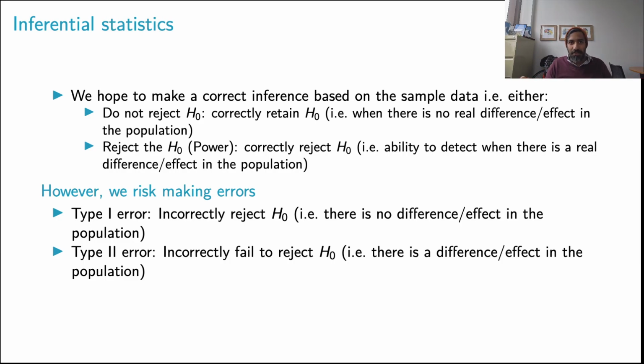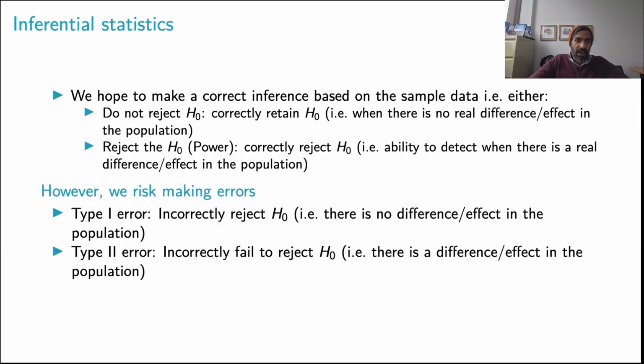There's type 1 and type 2 errors that can occur, which is that we incorrectly reject the null hypothesis or we incorrectly fail to reject the null hypothesis. So this is the nature of significance testing. We risk making an error. The errors are always there, and the only thing we can adjust is the level of risk.